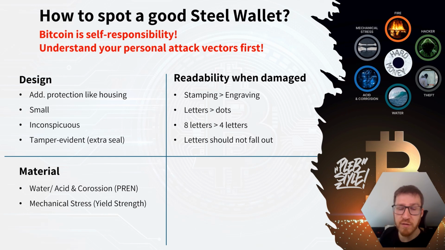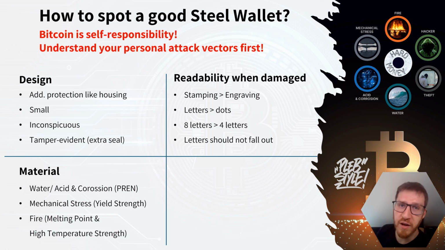The difference is the yield strength measures when your metal or your steel wallet is being damaged and deformed, and the max strength is the indicator when it breaks. The thing is, you still want to be able to read your seed phrase, and it doesn't matter if the whole thing is broken or not. It matters if you can read it or not. That's why the yield strength is the right indicator.